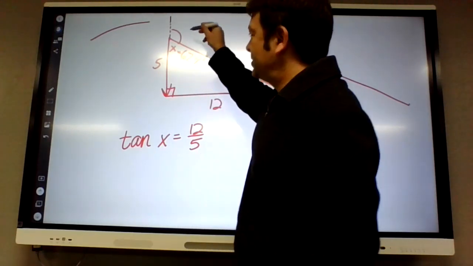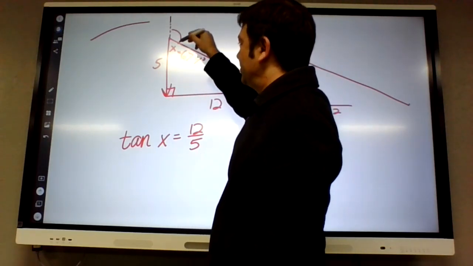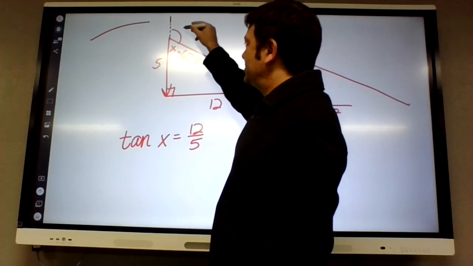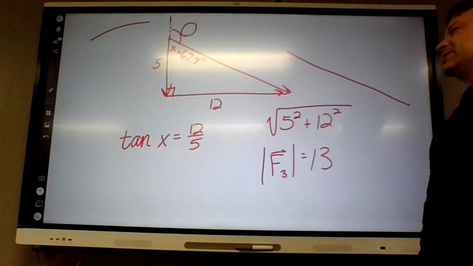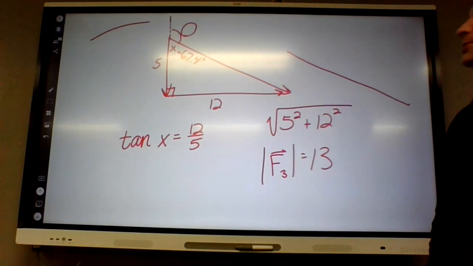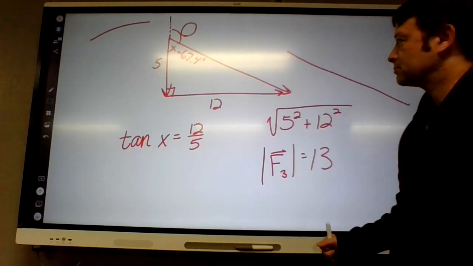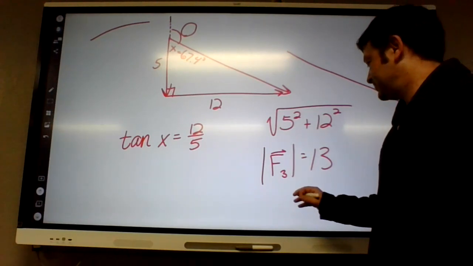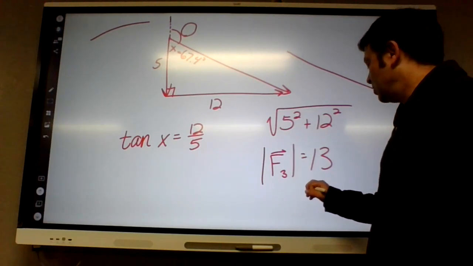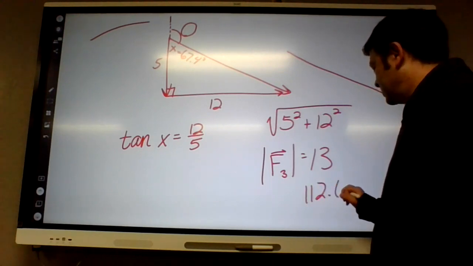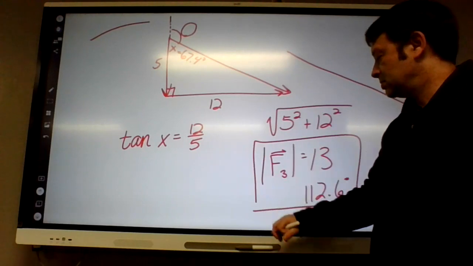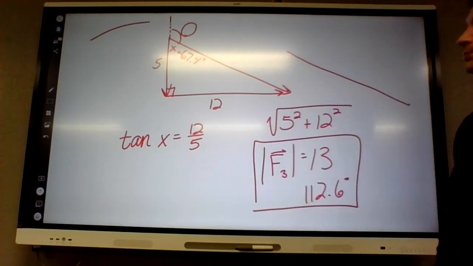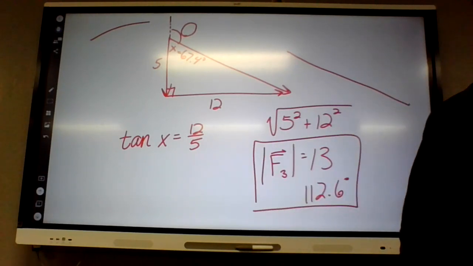Not quite. The direction is how many degrees you are from north. So how do I find this angle right here? 180 minus that. So that'd be 112.6 degrees. All right. I'll try again, 180 minus.